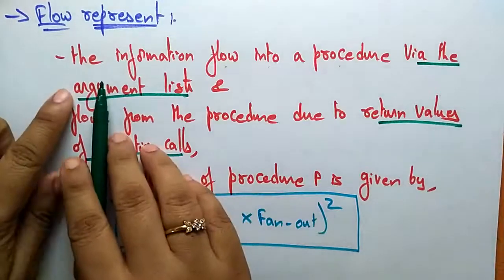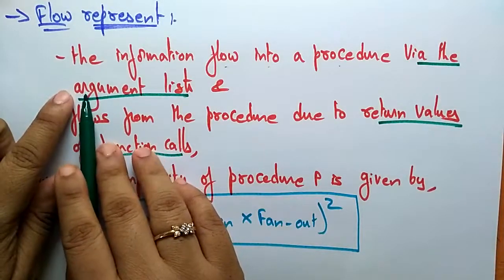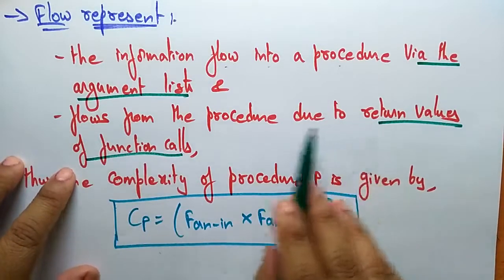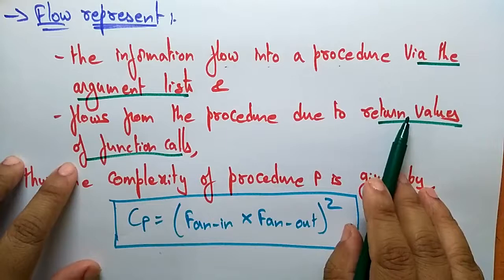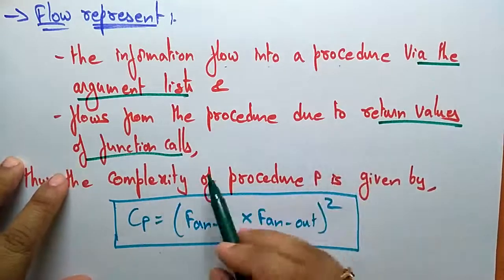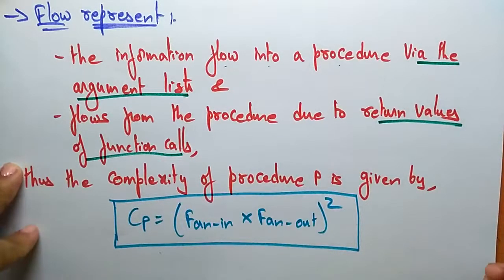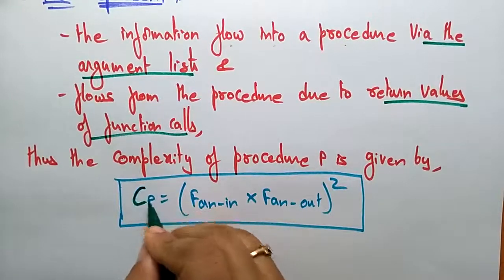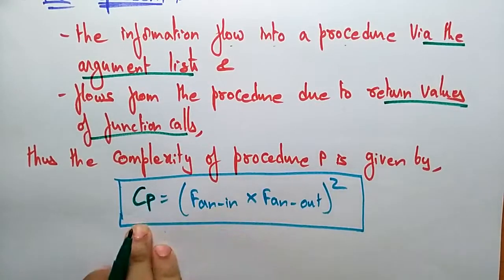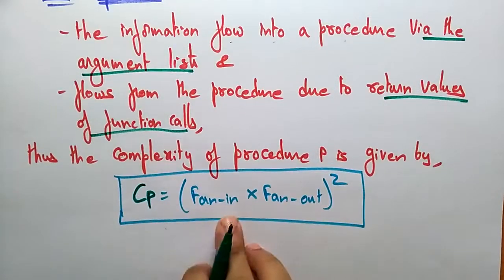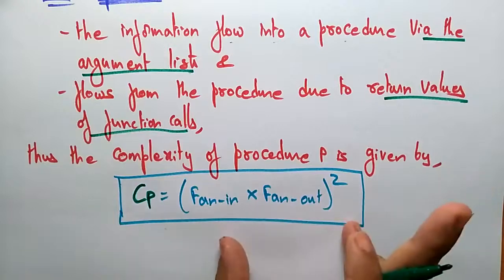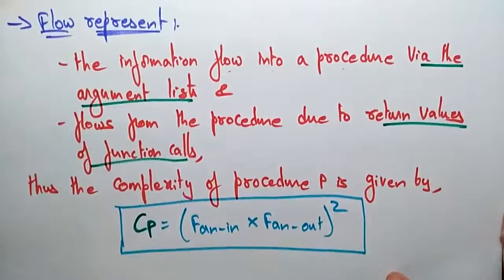So the flow representation into the procedure is the argument list, whereas the return values of function calls from the procedure are the flow going out. Thus the complexity of procedure P can be calculated as Cp. The complexity of a procedure is equal to fan-in times fan-out squared. This is the formula for calculating the complexity of a procedure.